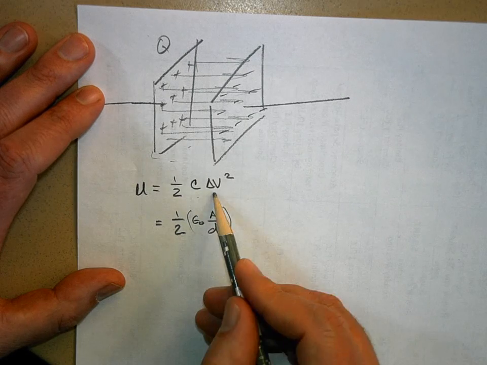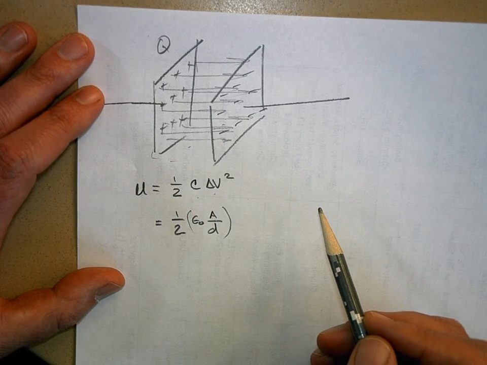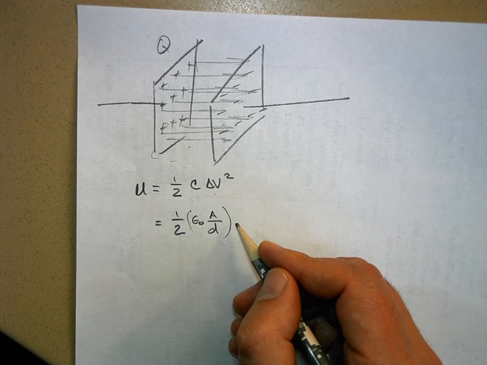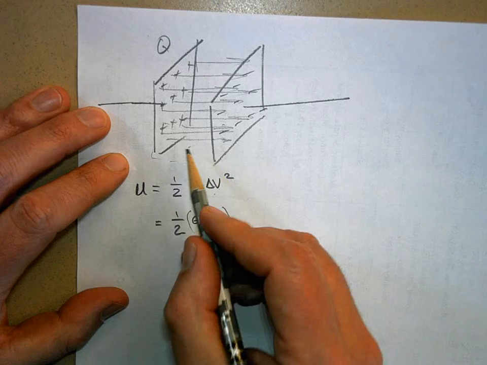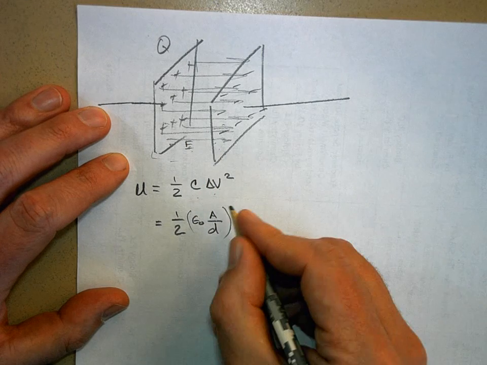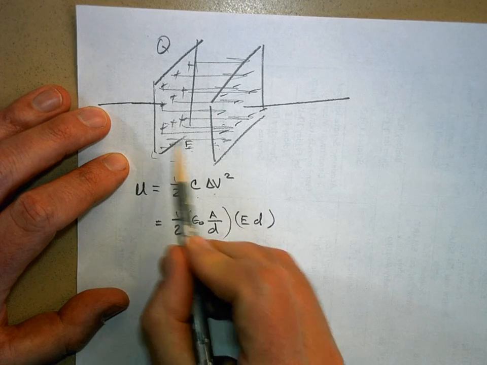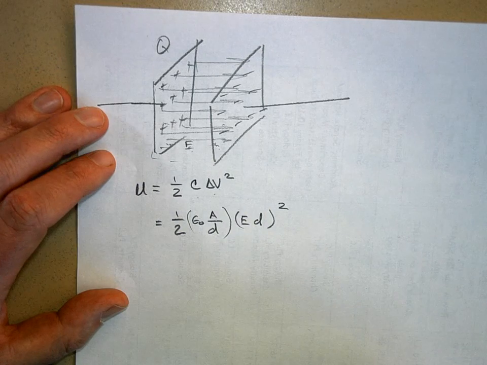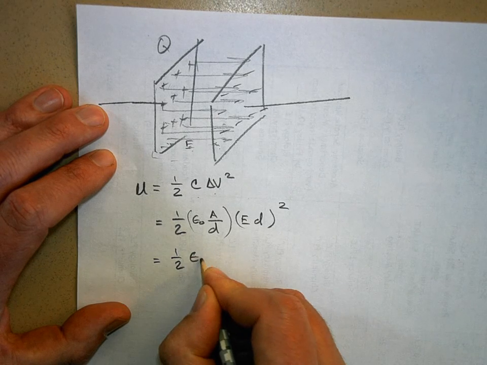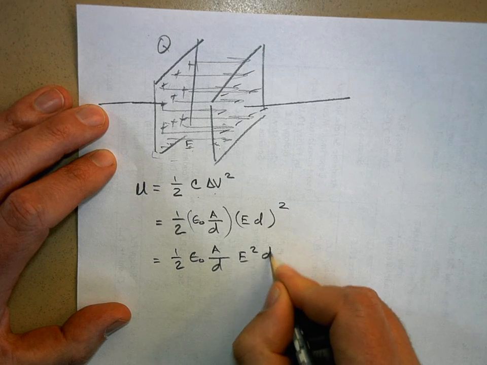And then delta V for this kind of capacitor is just the electric field, the strength of the electric field, E times D. So this is going to be E times D. That's the voltage difference across the plates, but we're going to square it. So this is 1/2 epsilon naught A over D, E squared, D squared.